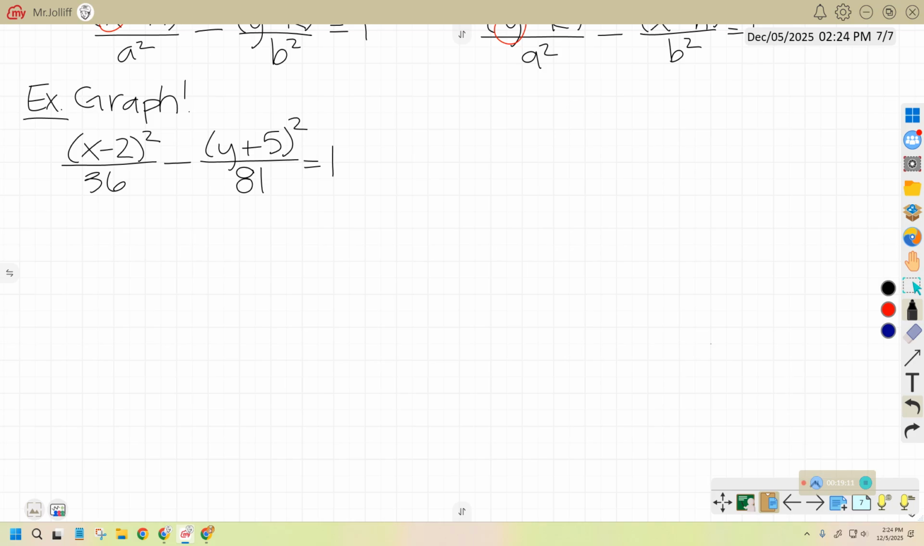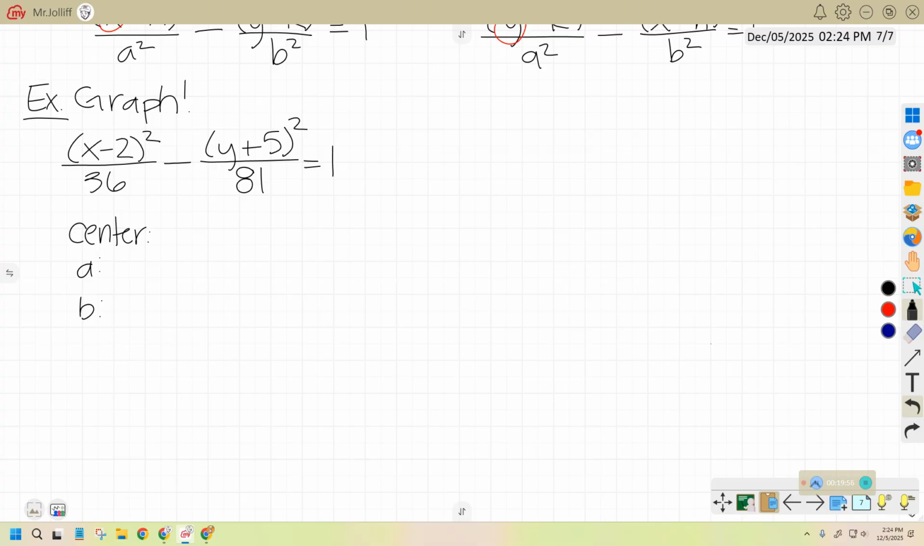We want to graph (x - 2)^2 over 36 minus (y + 5)^2 over 81 equals 1. Ellie, how do I know that that's plotting a hyperbola? Very good. Both variables are squared, a subtraction in between them. Perfect. So I know it's a hyperbola. Like ellipses, I need 3 numbers. I need my center coordinates. I need A, I need B. I also need to know if this is a horizontal hyperbola or a vertical hyperbola. Who can tell me?